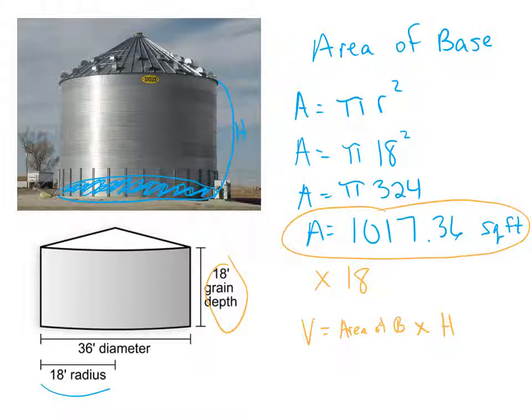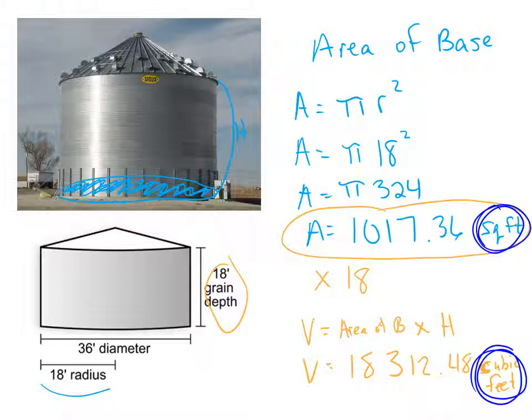So if I multiply by 18, that gives me 18,312.48, and we, oops, I can't erase cubic feet. So I just about made that very common mistake of forgetting that area is measured in square feet and volume is measured in cubic feet. All right, I hope your bin is filled right to the top.